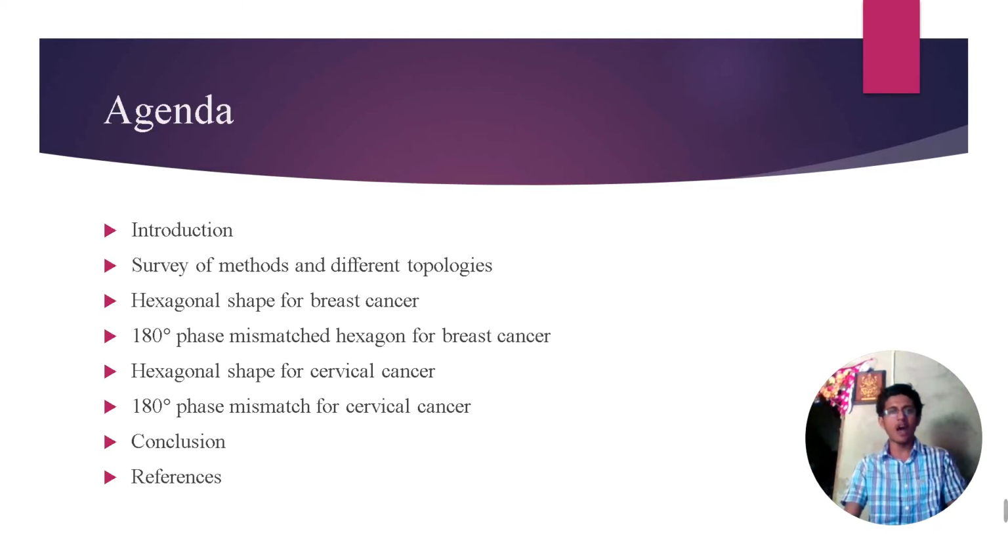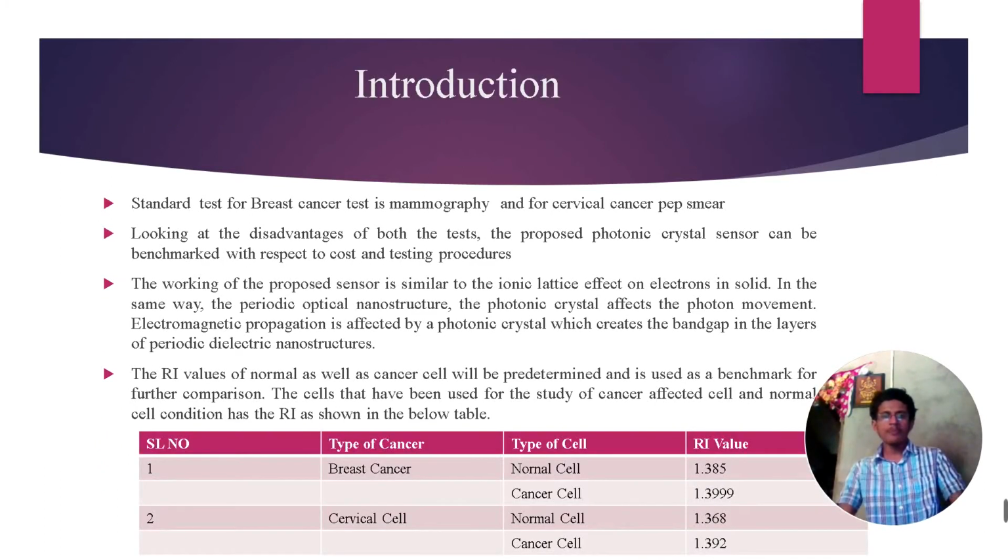This study has been discussed under different slides, proceeding from introduction, survey of methods and different topologies, hexagonal shape for the breast cancer, 180-degree phase mismatched hexagon for the breast cancer, hexagon shape for the cervical cancer, and 180-degree phase mismatch for the cervical cancer, and the conclusion. So let's begin with the introduction.